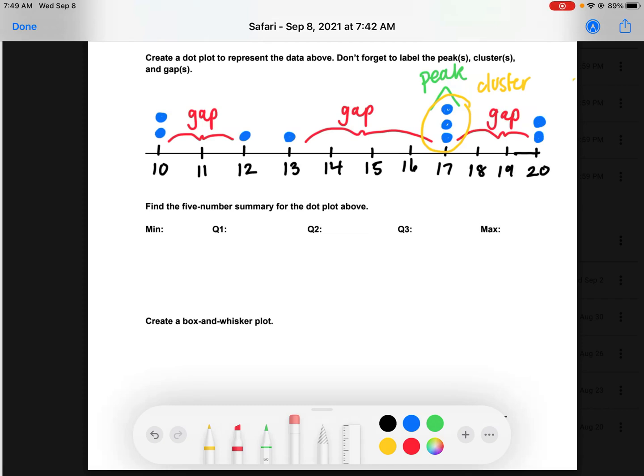All right, let's go ahead and continue finding the 5-number summary and creating a box and whisker plot for this. So I'm just going to repeat the set so we can reference it a little easier than scrolling up every time. So there's 2 10s, a 12, a 13, 3 17s, and 2 20s. All right, so there's the set.